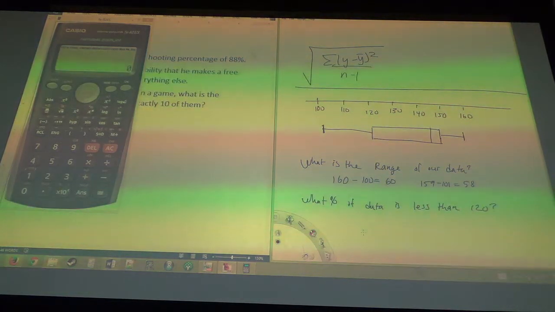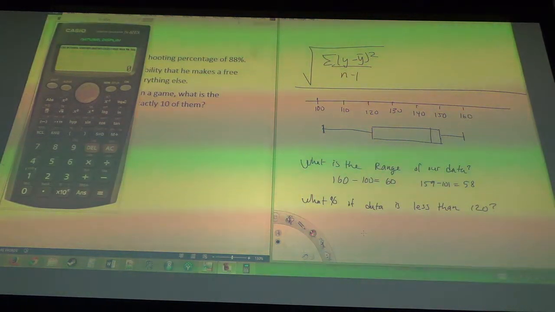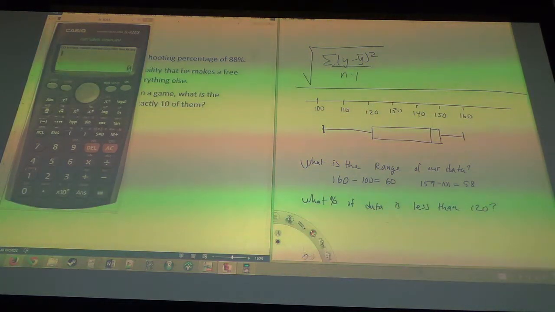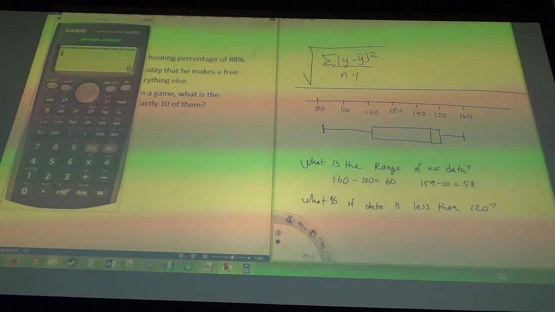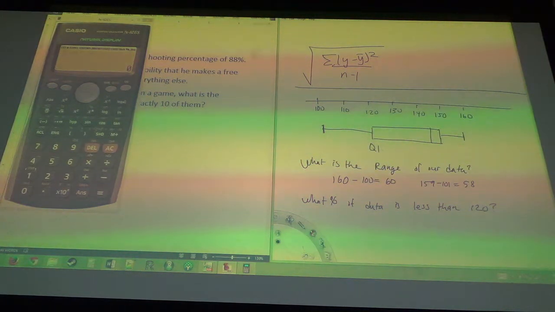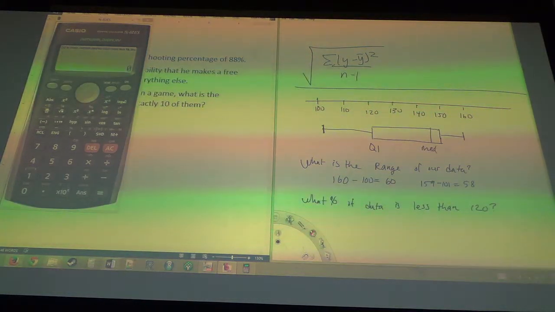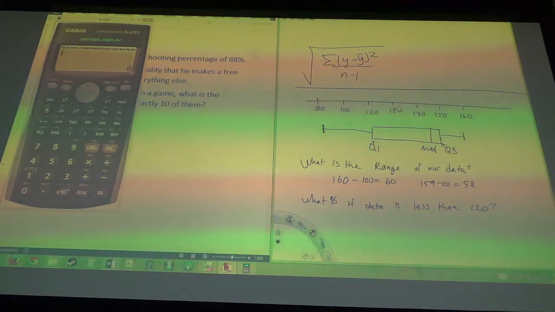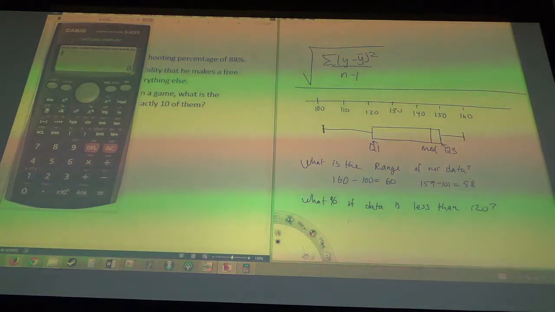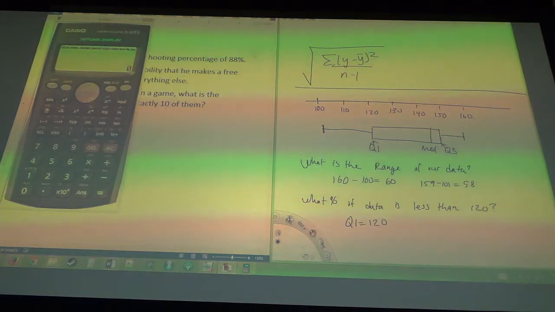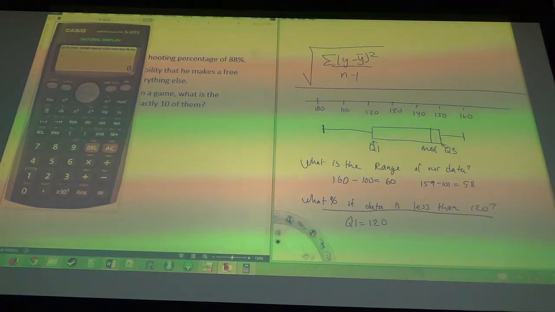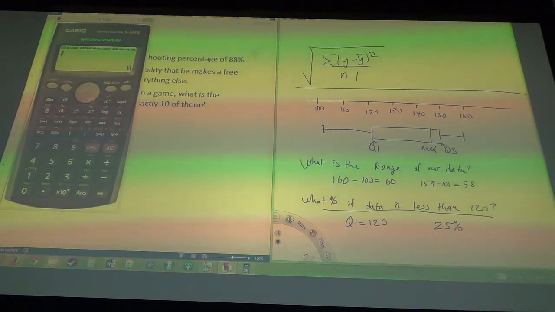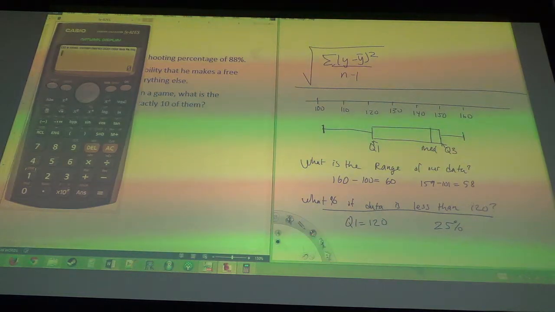And you would say, so 120 is located at, so this is Q1, right? This is Q1, this line right here is the median, and this is Q3 over here. So from our graph, it looks like Q1 is equal to 120, and so that means what percentage of the data is less than 120? 25%. Okay. I don't know, something like that.